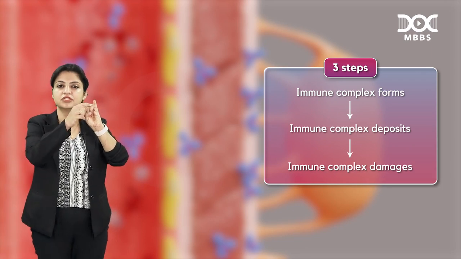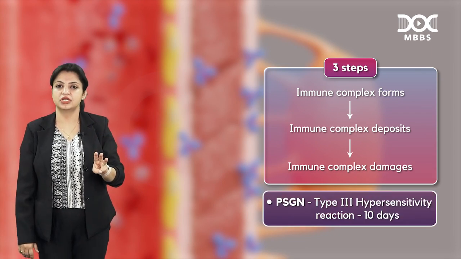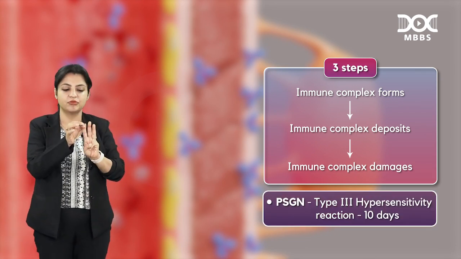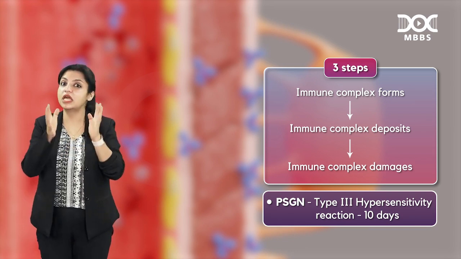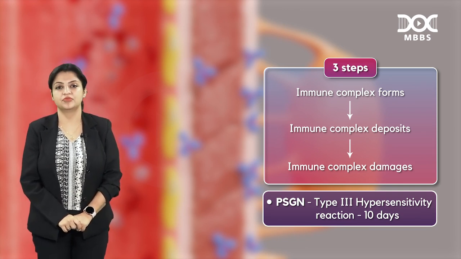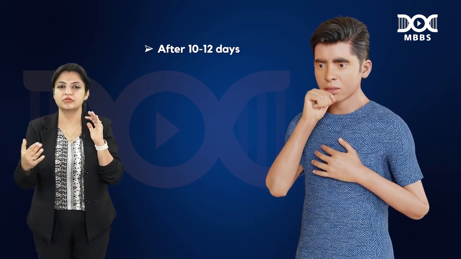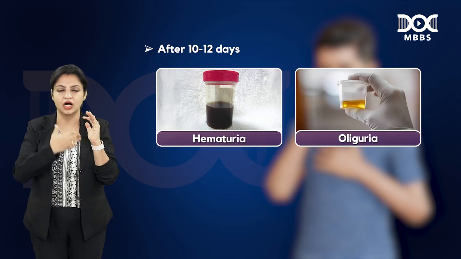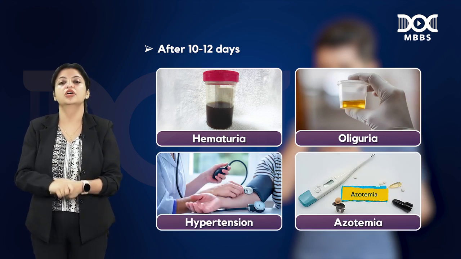These 3 stages take at least 10 days to occur. So type 3 hypersensitivity reaction occurs in 3 steps: formation, deposition and damage of the organ, and it takes approximately 10 days for the disease to manifest. That is why PSGN is a type 3 hypersensitivity. Initially a patient has a typical history of infection of the upper or lower respiratory tract, and after approximately 10 to 12 days the patient starts presenting with hematuria, oliguria, hypertension and azotemia. That's the typical type 3 hypersensitivity reaction.